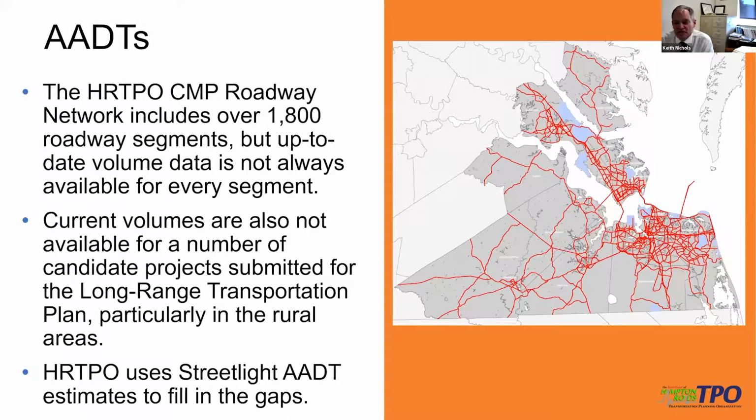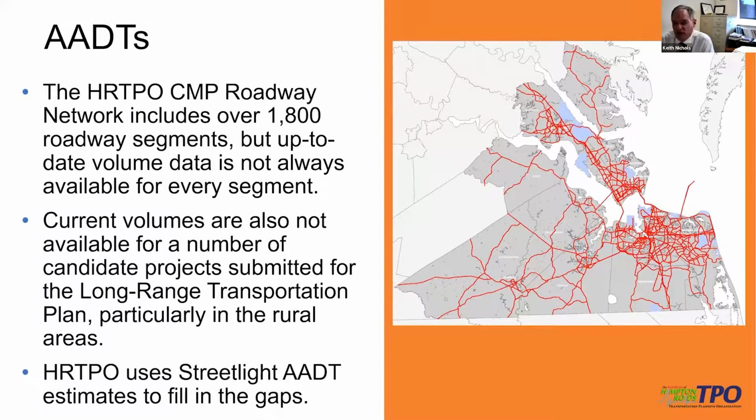Next, I wanted to talk about some of the data we use in terms of the daily traffic volume estimates. This is a lot of work that I do in terms of the congestion management process. We've got a pretty comprehensive network in our region that's over 1,800 roadway segments. It includes anything that's a minor arterial or above, and quite a number of selected collectors in our region. For each of these roadway segments, we try to get an existing and historical volume that we can use as part of our analysis.